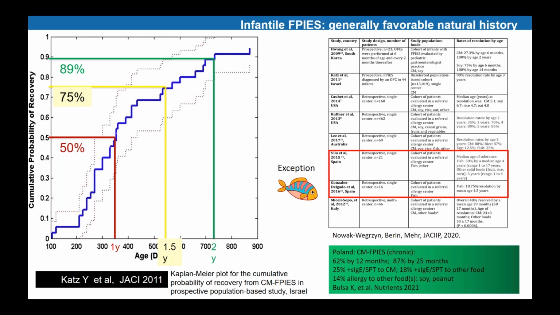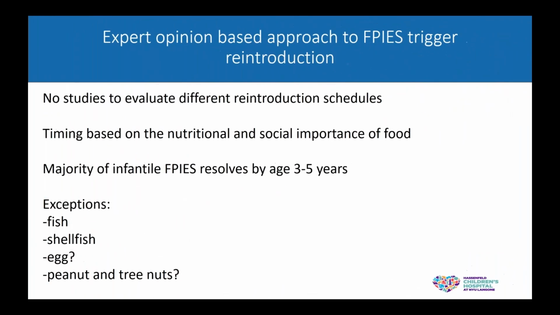I was just saying that the natural history is very favorable. The majority will outgrow their FPIES by age 3, with the exception of fish. And really, there are no studies to evaluate different reintroduction schedules. So the timing of reintroduction is really based on the nutritional and social importance of food.